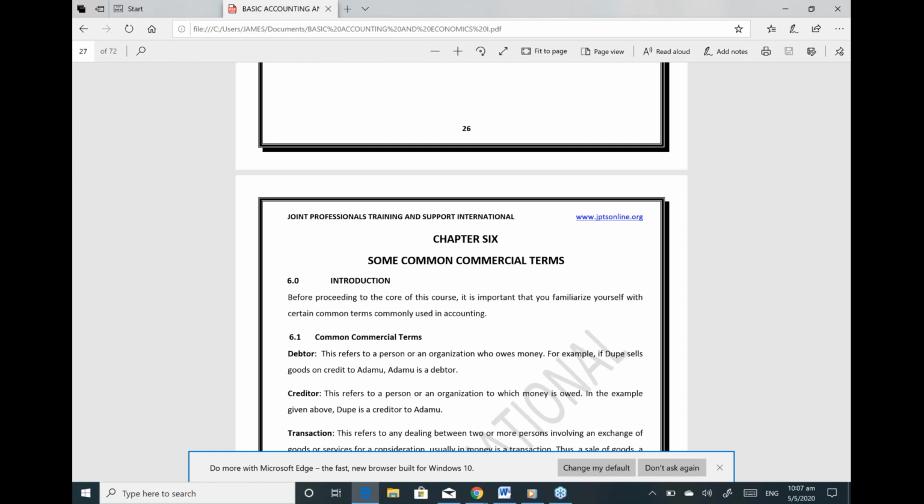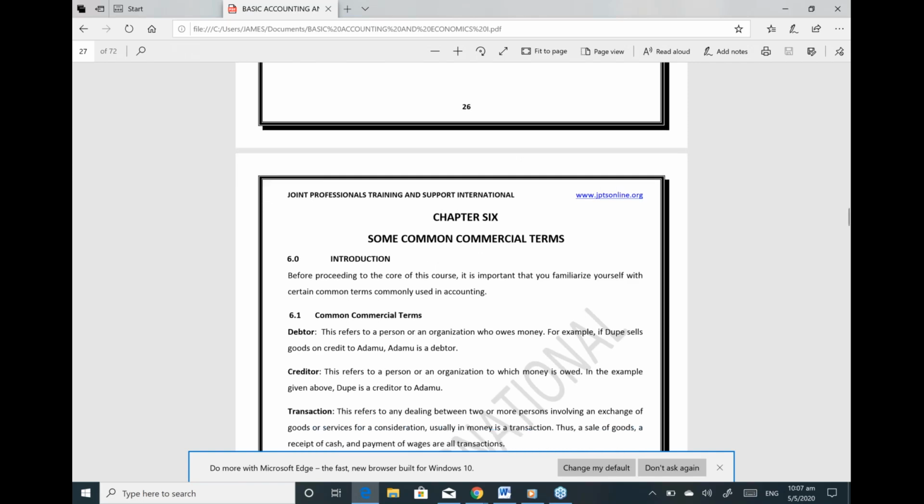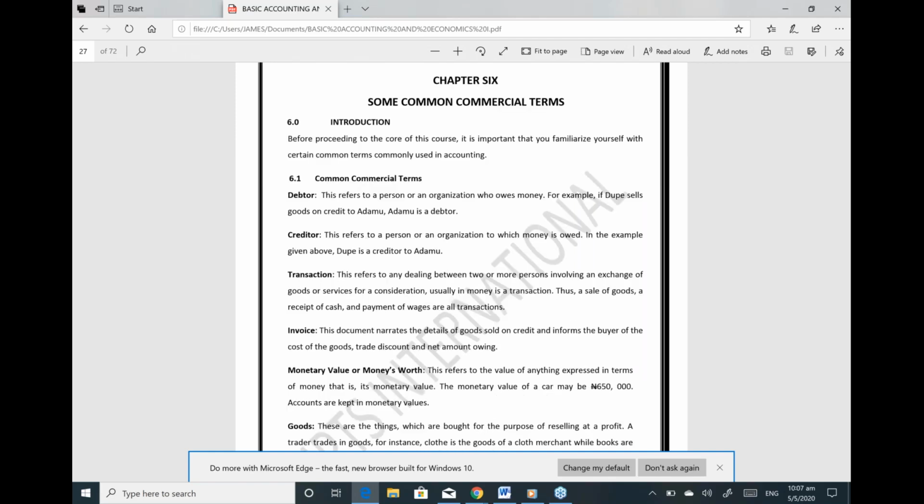Last week, we looked at some other commercial terms, but there are some of them we didn't check. We checked the debtor. This refers to a person or an organization who owes money. For example, if Dupe sells goods on credit to Adamu, Adamu is a debtor. So he's owing Dupe, and Dupe's account will be credited. Then we look at creditor. This refers to a person or organization to which money is owed. In the example given above, Dupe is a creditor to Adamu. Adamu is a debtor to Dupe.